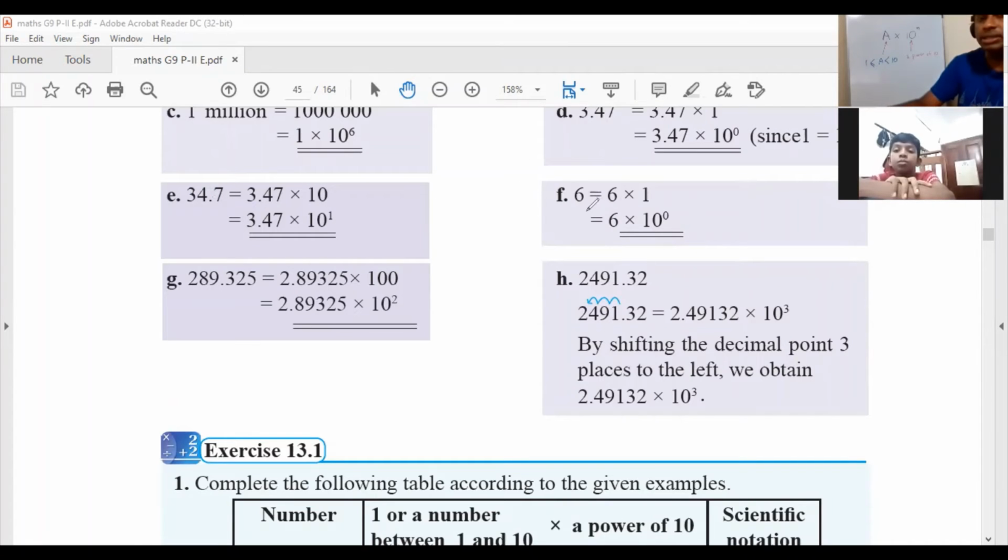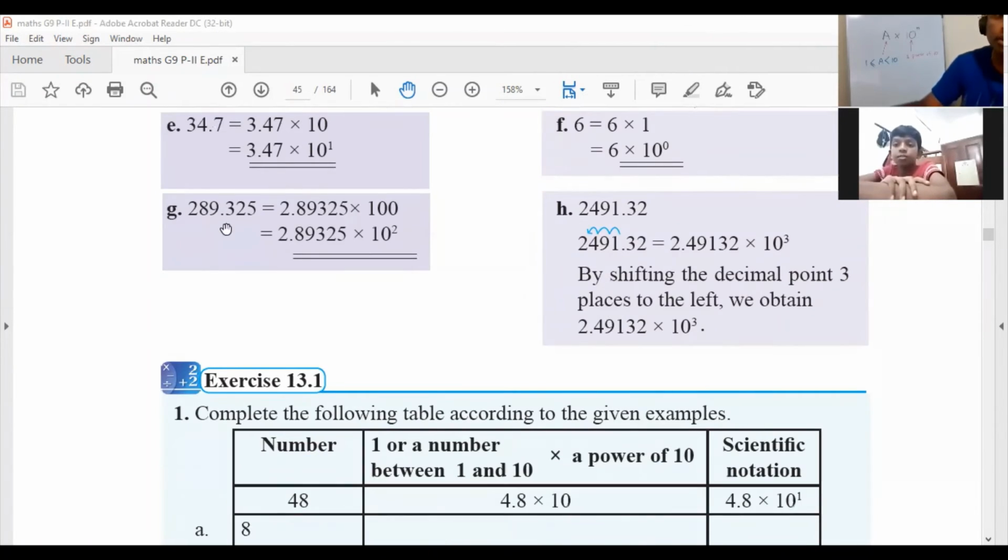Okay, sir. 6 is already a number between 1 and 10. Therefore, 6 times 1, and 1 is 10 to the power 0, as we discussed here. Do you have any question? Is it clear? Yes, sir.